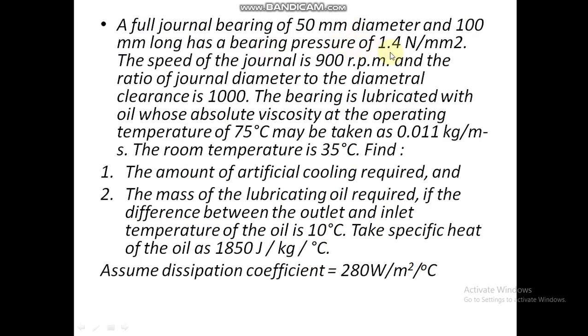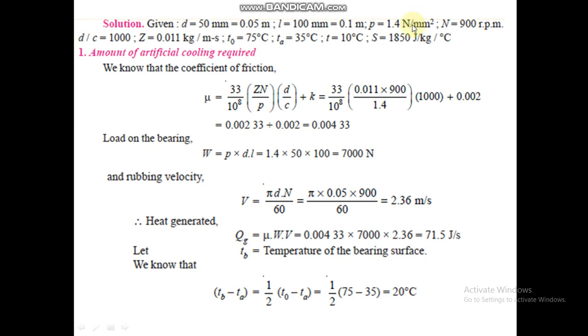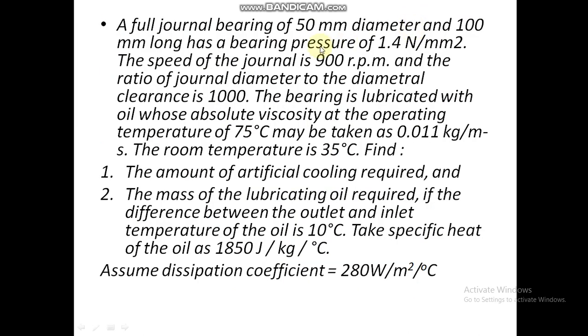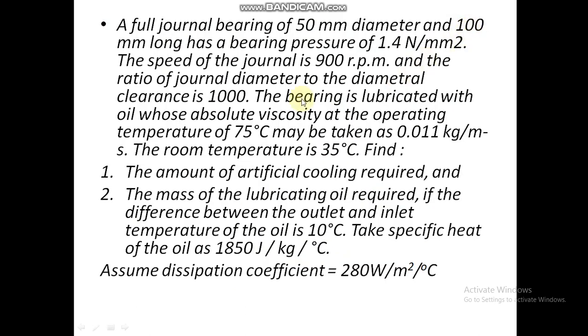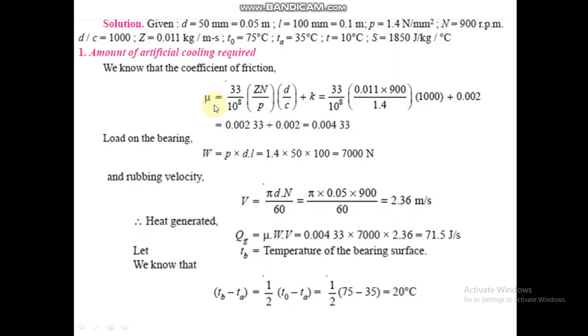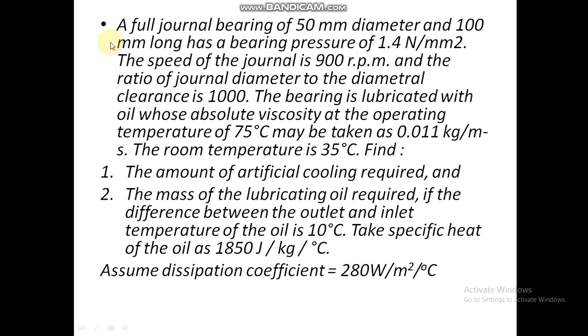Bearing pressure is 1.4, so we will write 1.4 pressure. Speed of the journal is 900 rpm, so N is 900 rpm. And the ratio of journal diameter to clearance is 1000, so this ratio D by C is 1000.